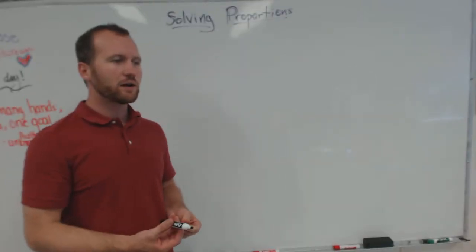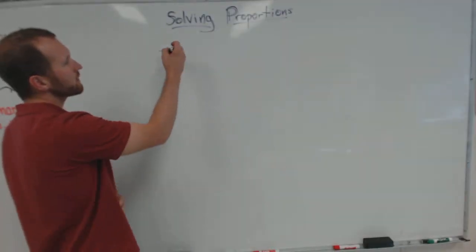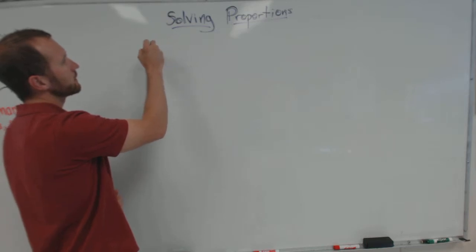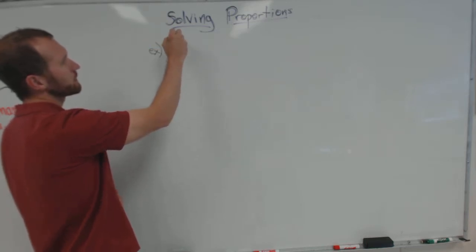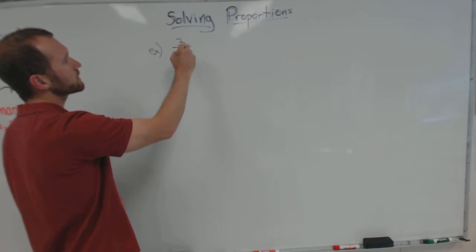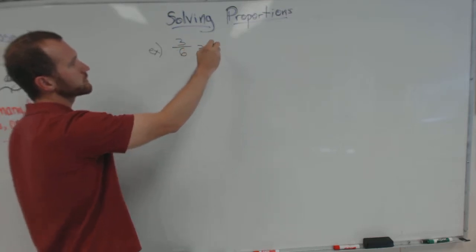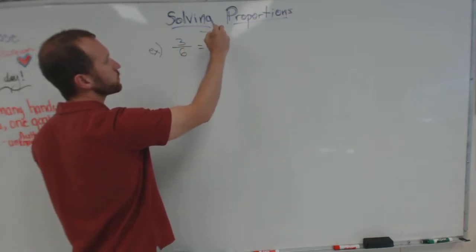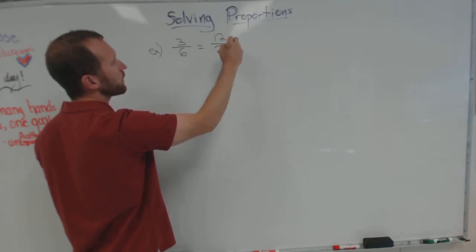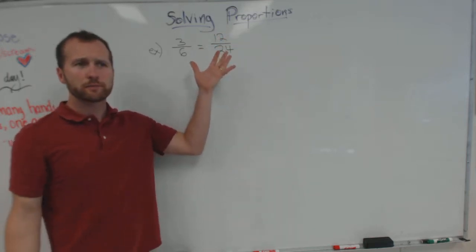So we're going to talk about solving proportions today. I want to start with something that you've seen. We've seen things like this: 3 over 6 equals 12 over 24. And I ask you, is this true?